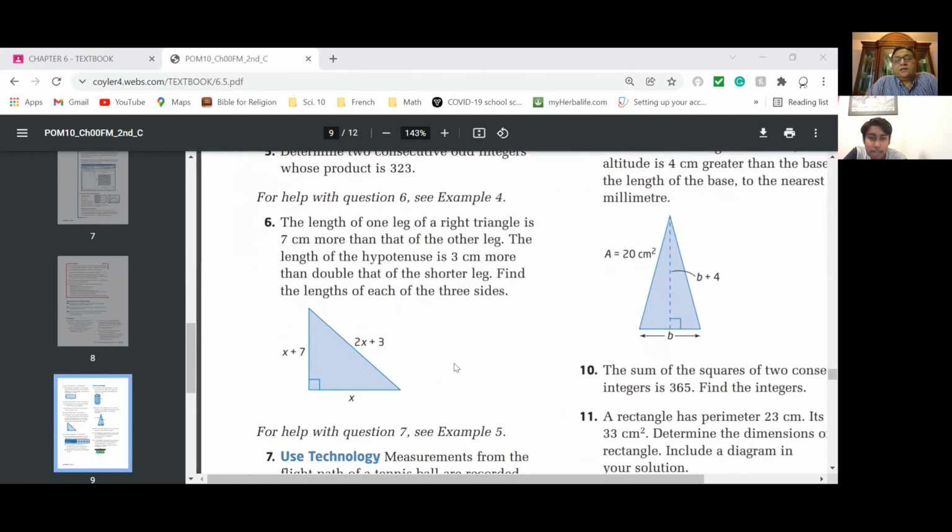Basically, this is a quadratic Pythagorean theorem problem. You can make an equation: a square plus b square is c square, right? So you can write x plus 7 whole square plus x square equals 2x plus 3 whole square, correct? So it's a quadratic equation. You can find the value of x. Not a big deal, right? You can do this, correct? Next question.